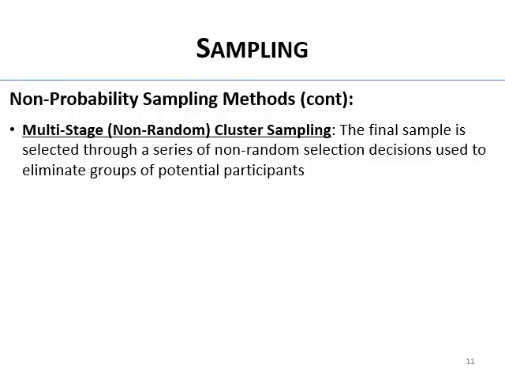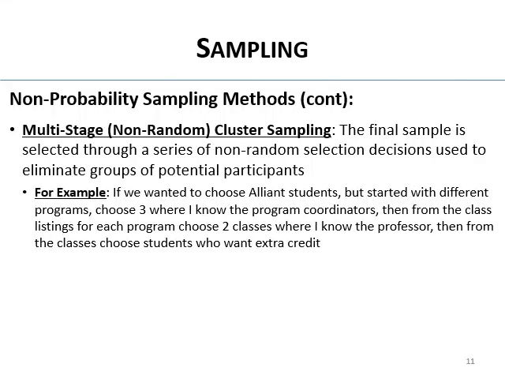There's also multi-stage non-random cluster sampling. It's just like that multi-stage one before, where we were talking about Alliant programs, classes, and then people. Same sort of process, but not random. So let's say to choose those Alliant students, I start with different programs, but I choose 3 where I know the program coordinator, and they're more likely to help me, right? And then from the class listings for each program, I choose 2 classes where I know the professor maybe, or where the professor is recommended to me because they're going to be cool and help me do my study.